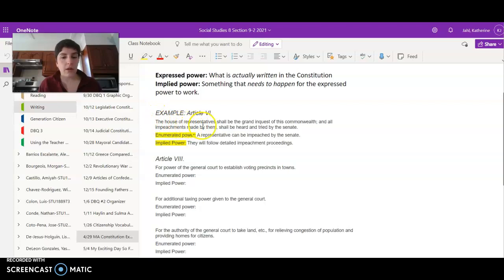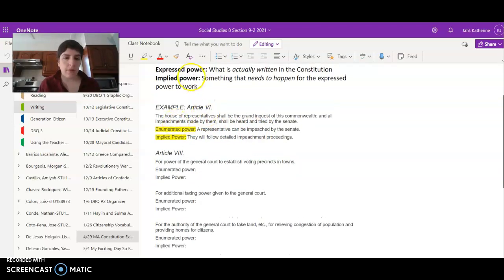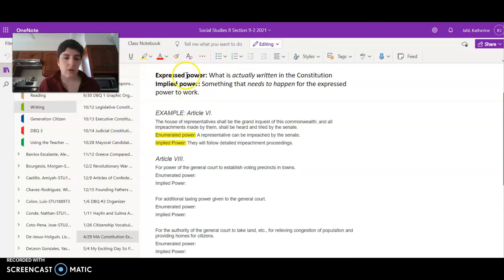Right here, this is from the Mass Constitution. It says, "The House of Representatives shall be the grand inquest of this Commonwealth, and all impeachments made by them shall be heard and tried by the Senate." Once again, there's a lot of language in here you don't always have to look up. But for instance, grand inquest, we don't really need to know what that means. But we know we've heard impeachments before. Impeachment is if somebody is going to be removed from their position in government, then the Congress is allowed, or the House of Representatives is allowed to impeach somebody. But if you don't remember impeachment, that is a word you would look up, but you wouldn't look up grand inquest.